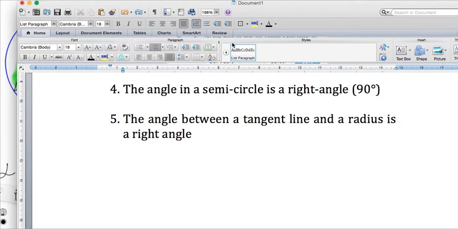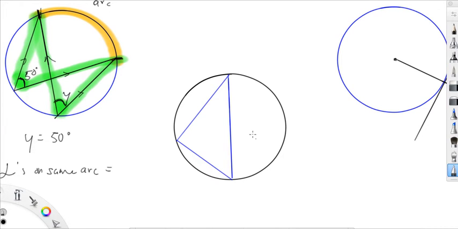The angle in a semicircle is a right angle, 90 degrees. So, as you can see here, we have a semicircle because this line here is a diameter. It cuts the circle in half, goes through the center of the circle as well, the center of the circle being here. And so therefore we have a semicircle, and this angle in this semicircle is a 90-degree angle. It's 90 degrees.